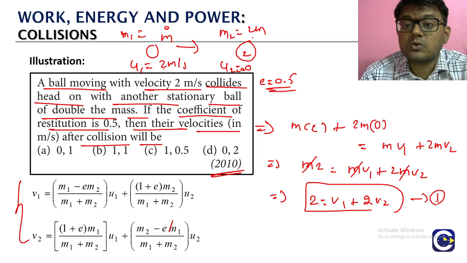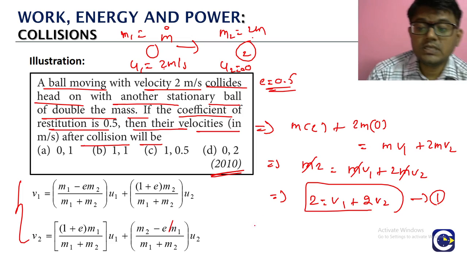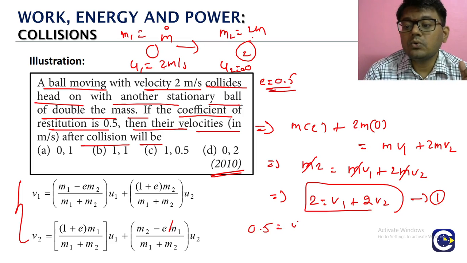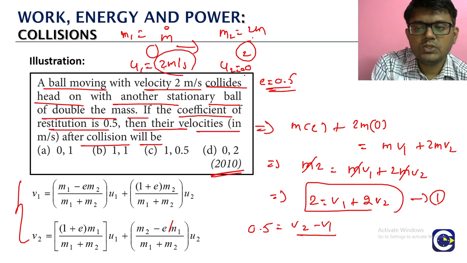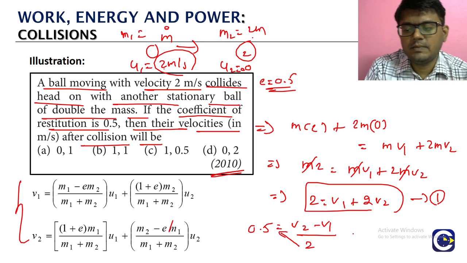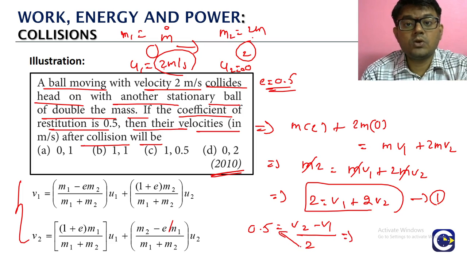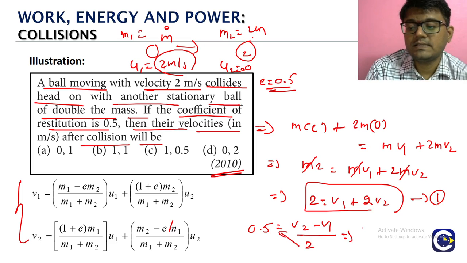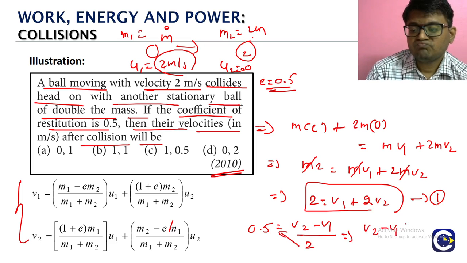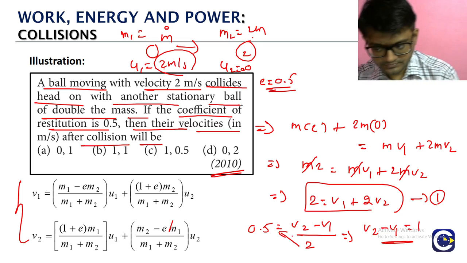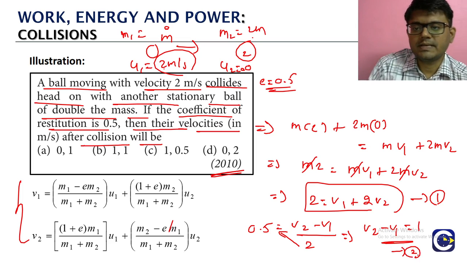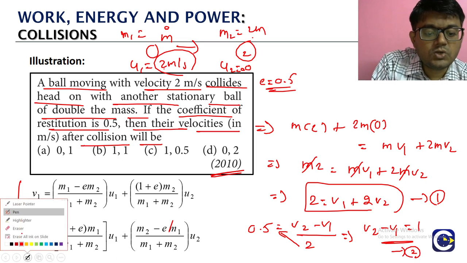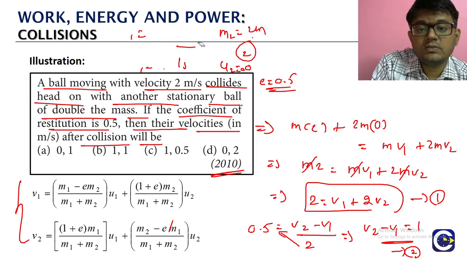The second comes from the coefficient of restitution. The formula is e equals v2 minus v1 by u1 minus u2. u1 is 2, u2 is 0, so the denominator is 2. Cross multiplying, 2 into 0.5 is 1, which means v2 minus v1 is equal to 1. So this is our second equation. We have two equations and two unknowns, v1 and v2.